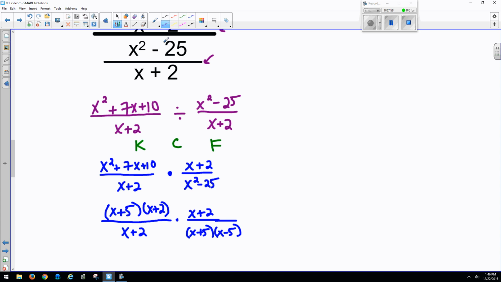And now I'm going to divide out anything I can. So I have the x plus 2 here. I can actually divide it out with either one of these, but not both. So I only have one x plus 2 in the denominator. I guess I'm just going to choose this one right here. Divide it out with this x plus 2. And I'm going to divide out the x plus 5 with the x plus 5 down here. And so what I have left is x plus 2 in the numerator and x minus 5 in the denominator.